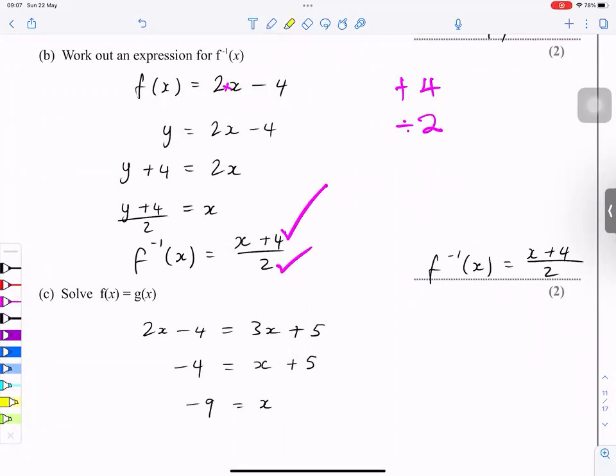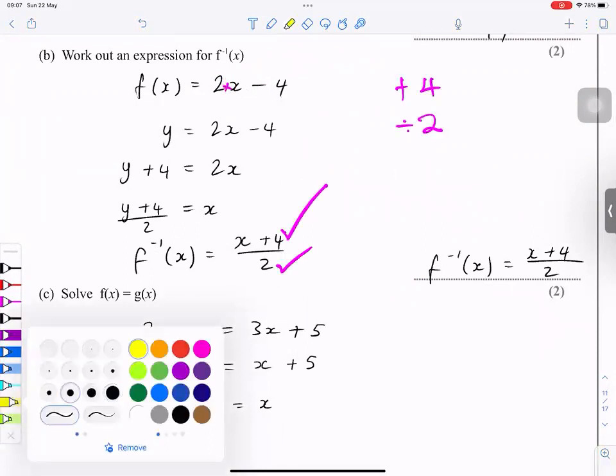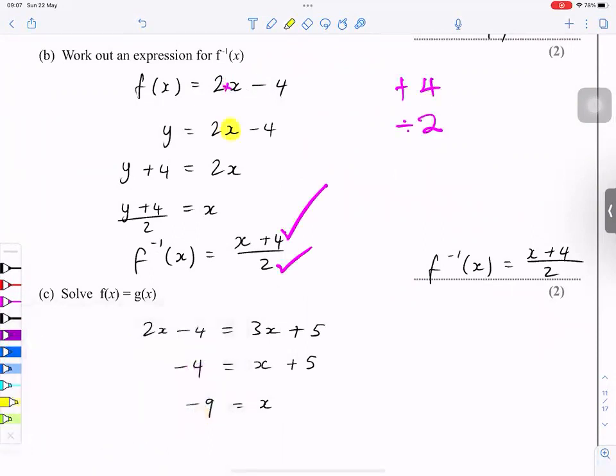Another way to say it is to make x the subject. If you have y equals 2x minus 4, you make x the subject by taking minus 4 to the left. It becomes y plus 4. And then it's times 2x, you divide by 2, and you get x on its own.